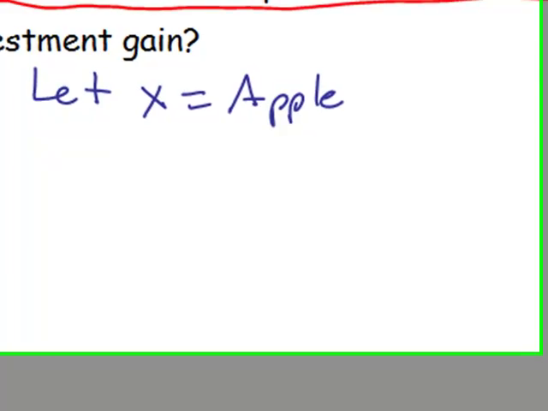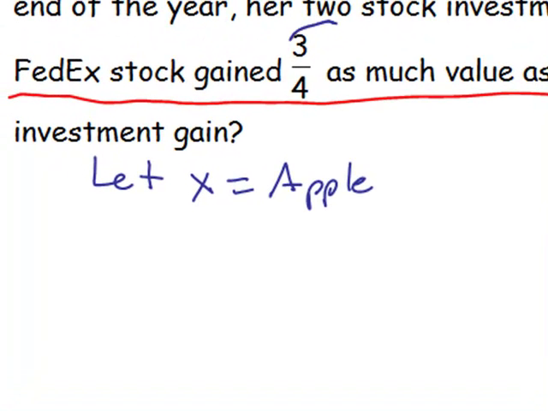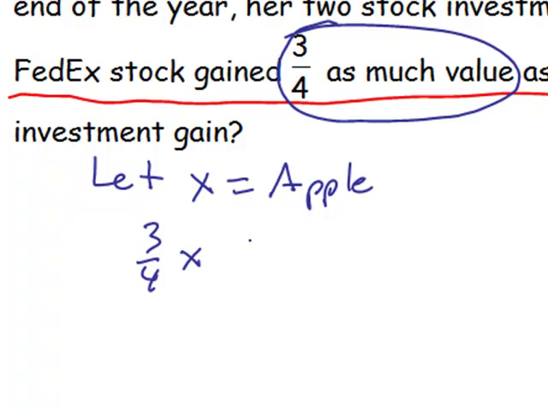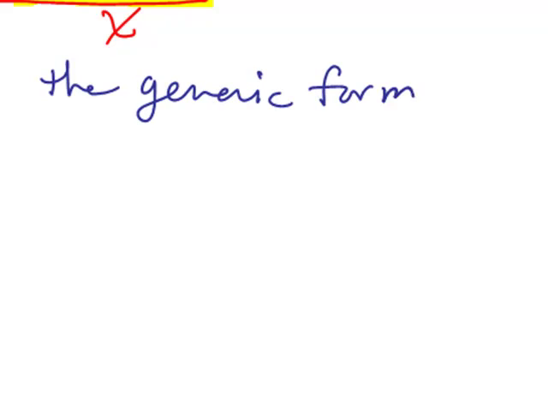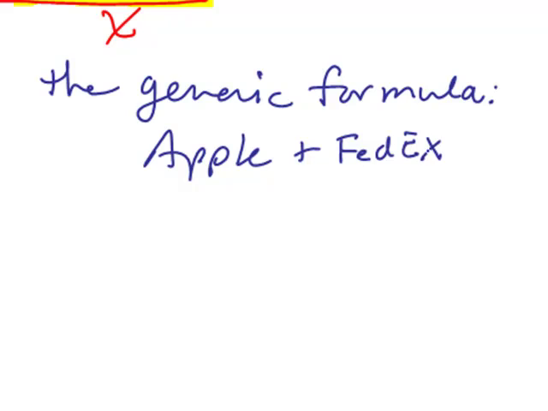Well, let's see. If the Apple stock is X, FedEx is 3/4 as much. 3/4 as much. That means 3/4 times X. And that now is equal to the FedEx stock. So we'll write here FedEx. Now this is a situation where formula-wise we're using the generic formula. And as a generic formula, it's simply the sum of the parts equals the whole. So for our purposes here, it's the Apple stock plus the FedEx stock is equal to the total.